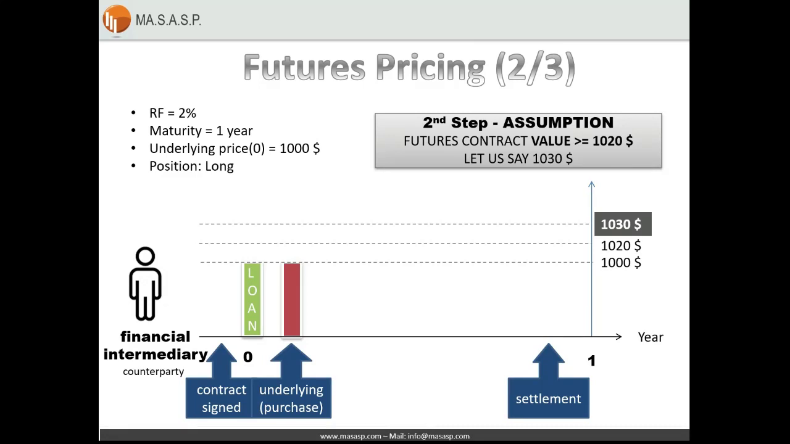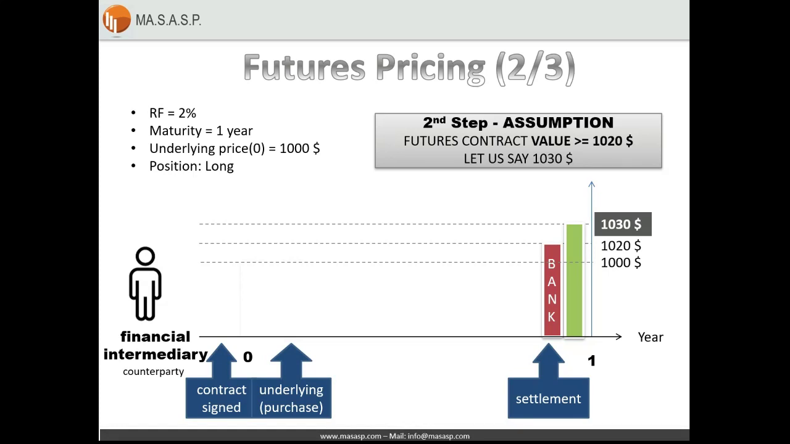Well, after 1 year, he has to pay back the loan. Then he carries an expense equal to the principal, $1,000, plus the interests payable, $20, for a total expense of $1,020. Then the futures contract settlement occurs and he carries a revenue of $1,030, which was the assumed price of the futures contract.